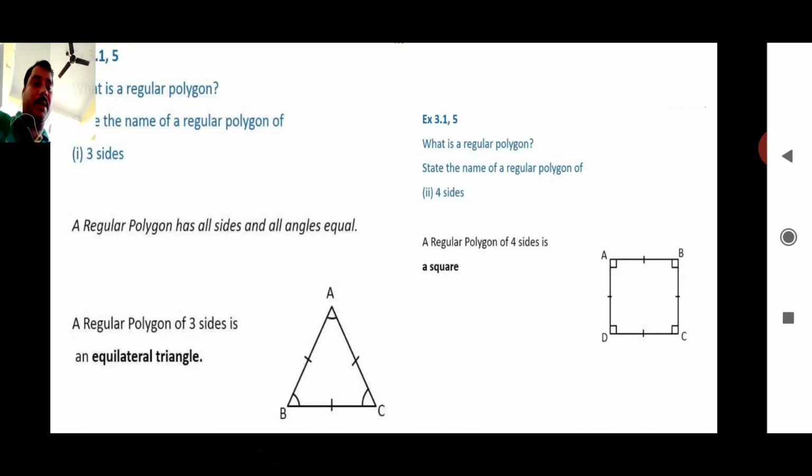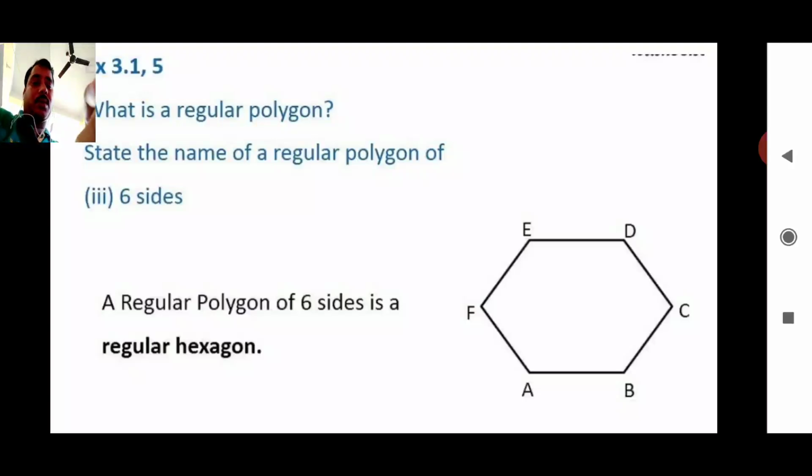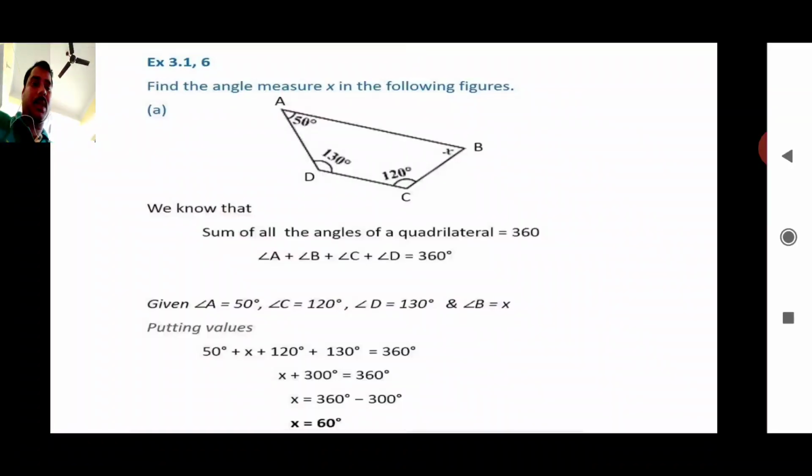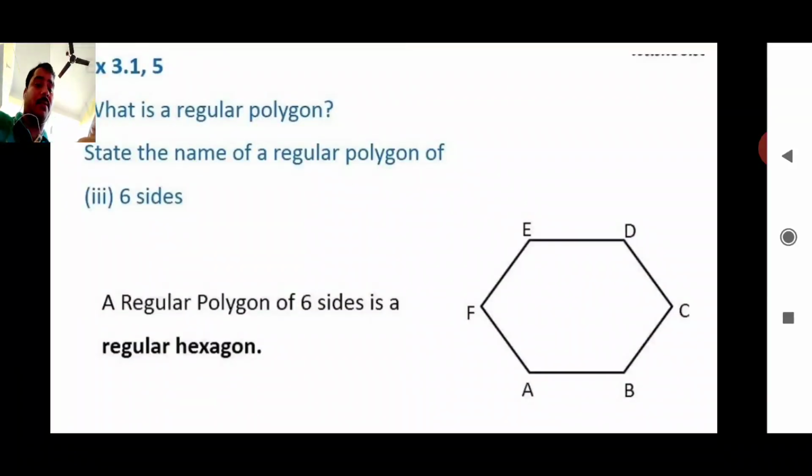In the second part, 4 sides. A polygon having 4 sides is known as a quadrilateral, and if a quadrilateral has all 4 sides equal and all angles equal, then it is known as a square. So the regular polygon having 4 sides is known as a square. What is the regular polygon with 6 sides? A regular polygon of 6 sides is a regular hexagon. But here mention that the word regular must be mentioned, regular hexagon, not only hexagon. Regular means all sides and all angles will be equal.